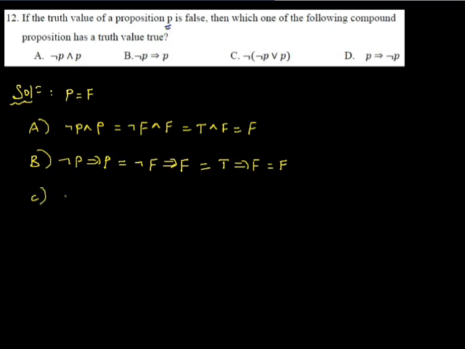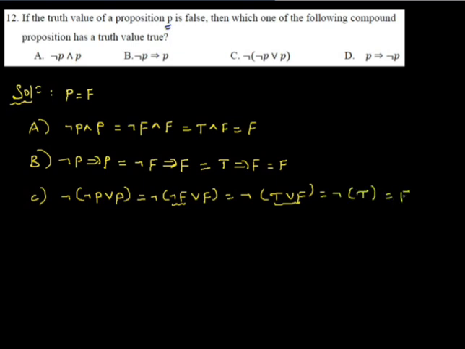Let's proceed to C. In C, the negation of negation of P, or P, is the same as the negation of false or false. Negation of false is true. True or false is true. The negation of true is false. So the choice in A is false, in B is false, in C is false. We expect D to be the answer.